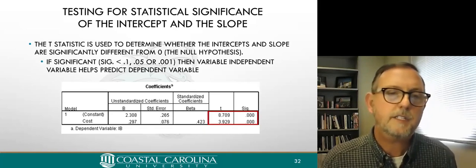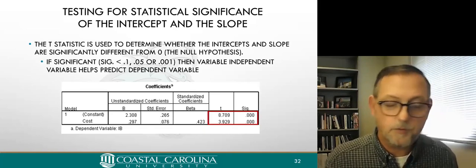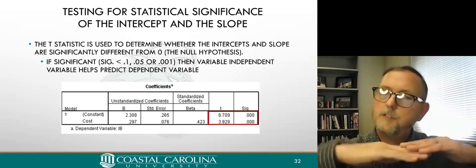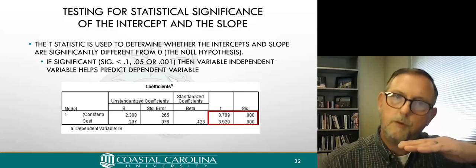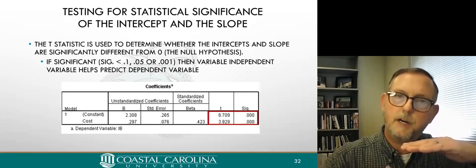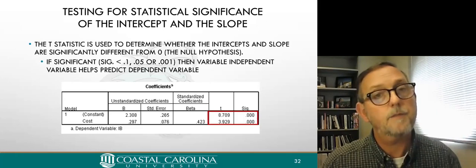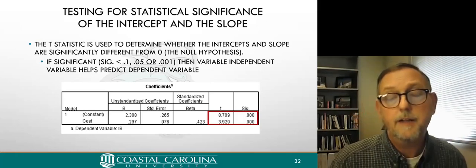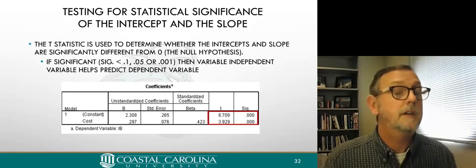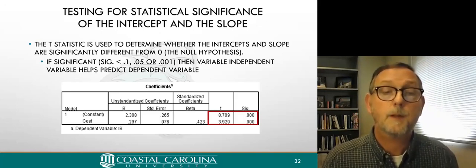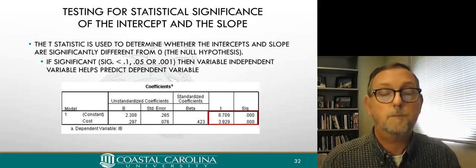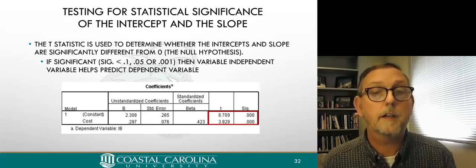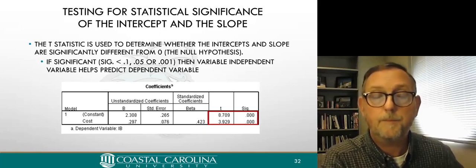And again, the general rule is to use 0.05 as your significance cutoff. So anything below 0.05 in the significance box, we'll say is significant. So we look at the significance box there, and it's 0.000. So we know that cost has a significant influence on intention to buy, right?